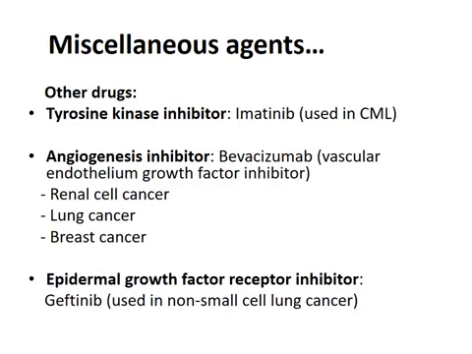The other miscellaneous agents include the tyrosine kinase inhibitor imatinib, which is used in CML, and the angiogenesis inhibitor bevacizumab, which is a vascular endothelial growth factor inhibitor. It is used in renal cell cancer, lung cancer and breast cancer. The other drug is the epidermal growth factor receptor inhibitor gefitinib. It is used in non-small cell lung cancer.